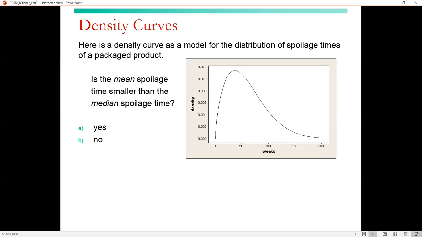Here is a density curve as a model for the distribution of spoilage times of a packaged product. Is the mean spoilage time smaller than the median spoilage time? The mean spoilage time is not smaller than the median spoilage time because the mean is pulled into the tail, and being pulled into the tail means that the mean spoilage time is more weeks than the median spoilage time.